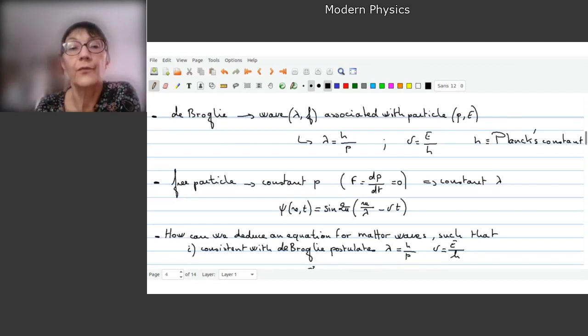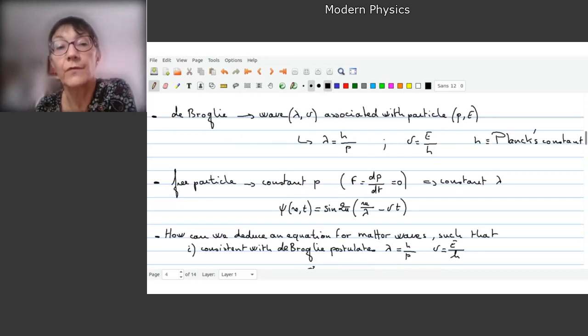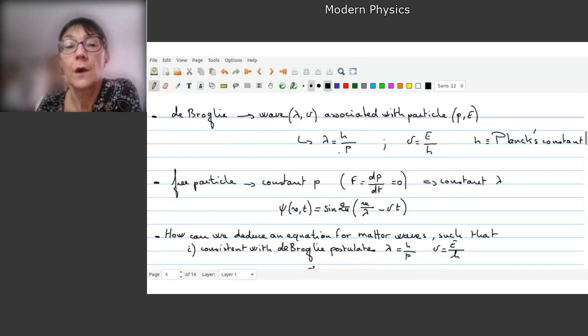Here I wrote f, I think, but after that I am using the Greek letter nu. So this is the wavelength lambda, the frequency nu. These two behaviors, the wave one and the particle one, are related through these two expressions, and actually they are related through the Planck's constant h. So lambda is equal to h over p, and nu is equal to E over h.